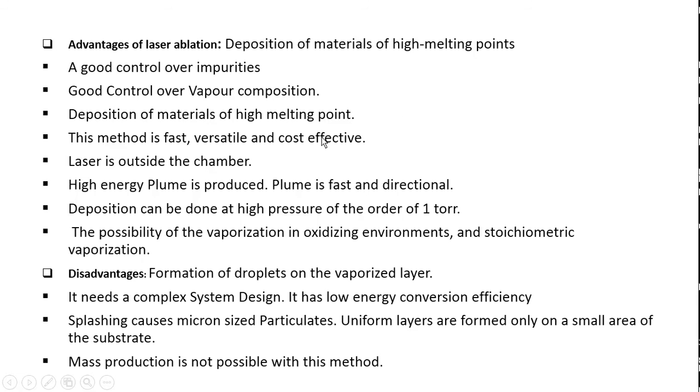This method is fast, versatile and cost effective. And the laser can be placed outside of the chamber, that we have seen. A high energy plume is produced due to the focusing of the laser gun on the target material. The plume is fast and directional because it is produced due to the focusing of the laser upon the material. So the plume is produced from the target material and it is directional.